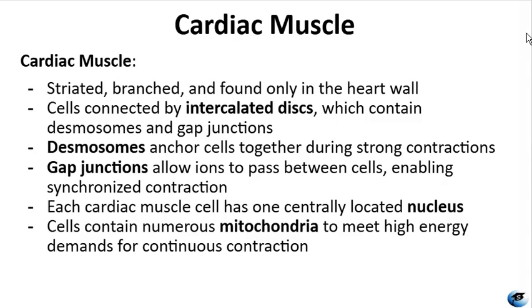And then gap junctions create little channels that allow ions to pass directly between the cells. And this allows the heart muscle to contract in a coordinated and synchronized way, which is essential for a good heartbeat. Each cardiac muscle cell typically has just one centrally located nucleus, and because the heart is working continuously without any rest, these cells have numerous mitochondria that provide the high energy that's needed for this constant contraction and movement. Understanding all of these features helps to make it clearer why cardiac muscle is so specialized and so well suited to the role of pumping blood.